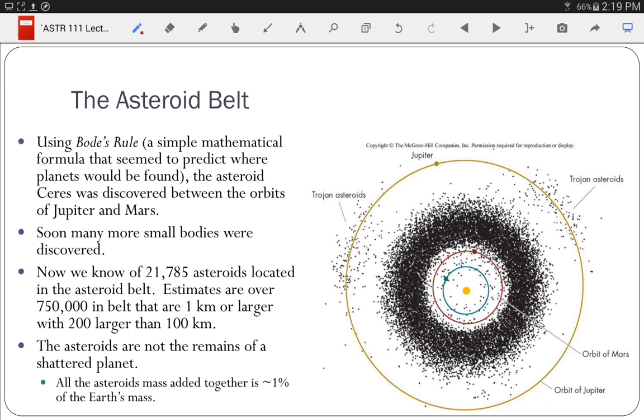When you look at this picture, how close do the asteroids look? Very close. They look very close, but that's because the size is exaggerated.